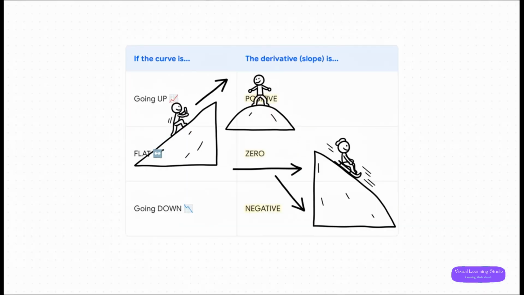So here's how you can read any curve. If your curve is going uphill, well, the slope is positive, so the derivative is positive. If the curve is going downhill, the slope is negative. And if the curve is perfectly flat, like right at the peak of a hill or the bottom of a valley, the slope is 0.